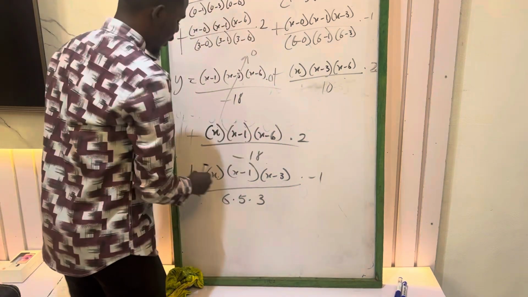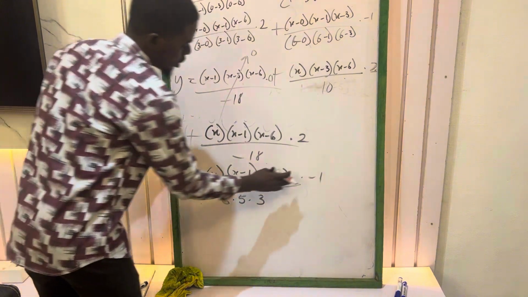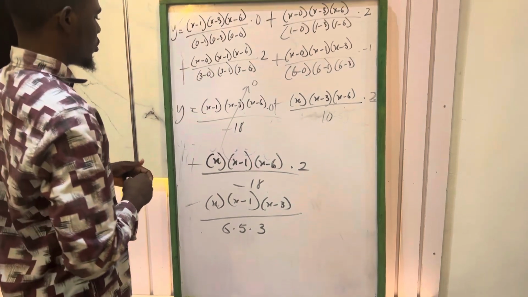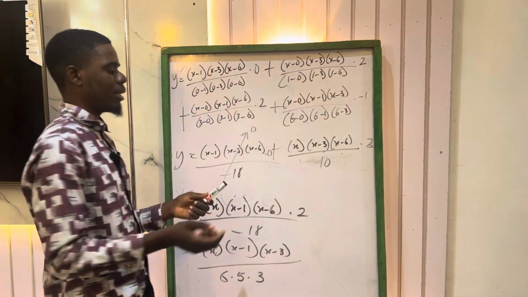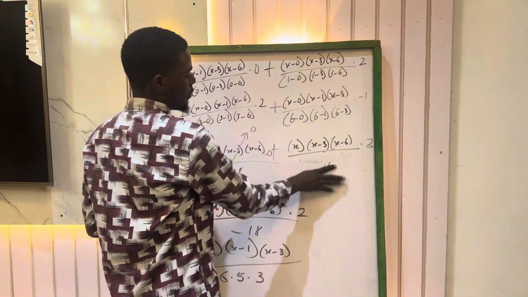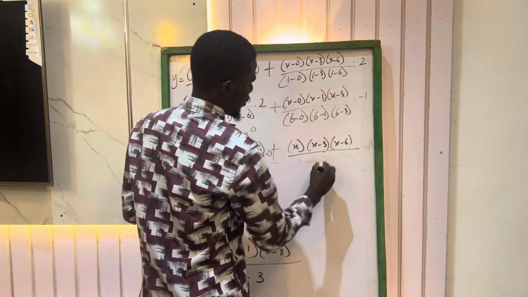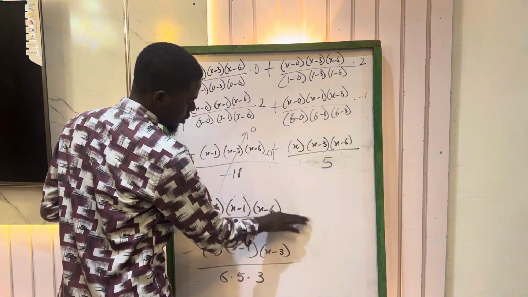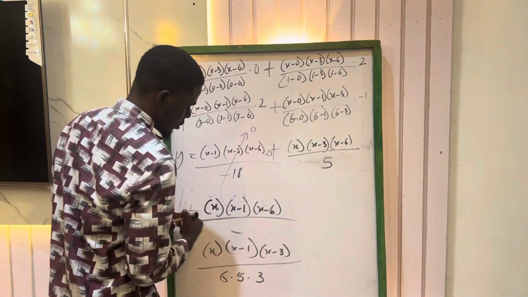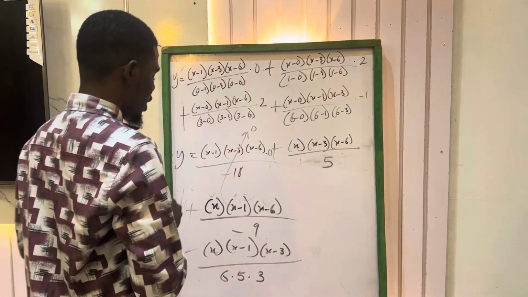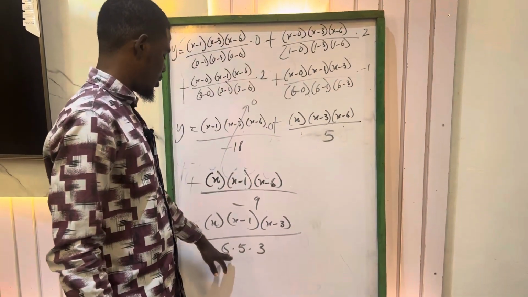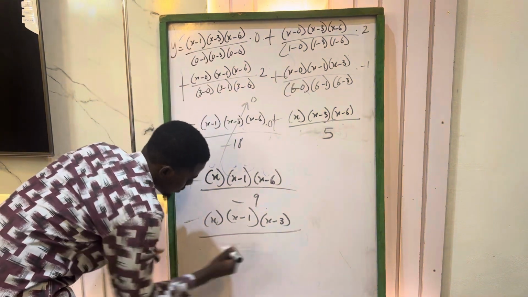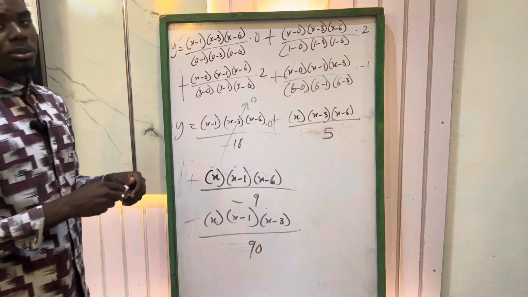So to remove this minus 1, we change the sign in front of this to minus. So we've already gotten the answer. We cannot further simplify this. Instead of 2 over 10, we can leave it as over 5. And instead of 2 over 18, we can leave it as minus 9. Then here, by the time we simplify this further, that is 6 times 5, that is 30 times 3, that is 90. So we're going to have 90 here. So this is going to be the final answer.